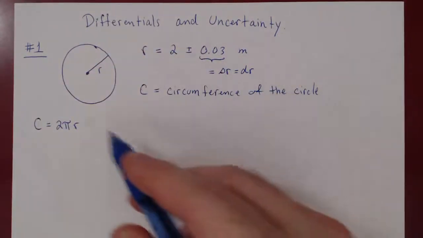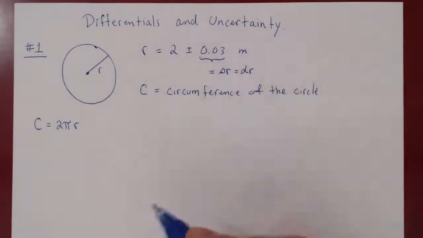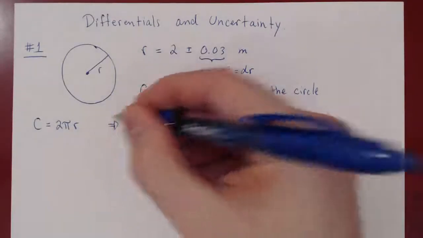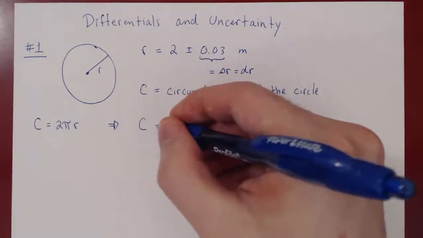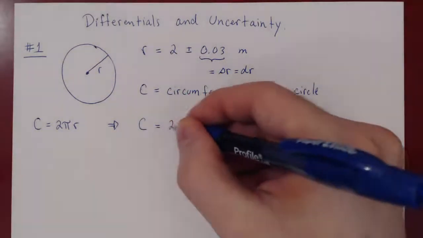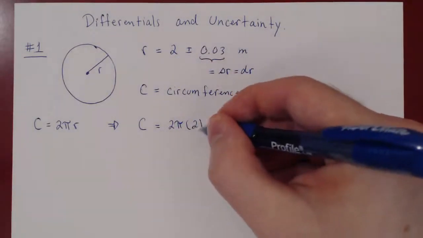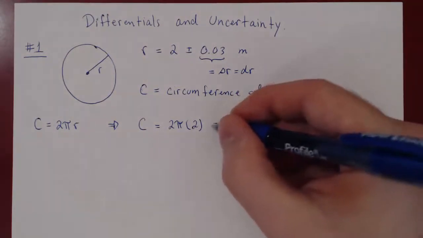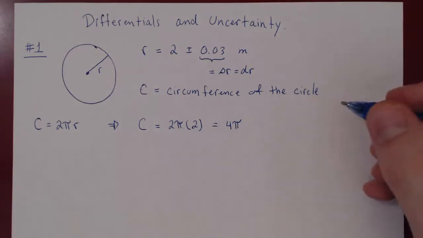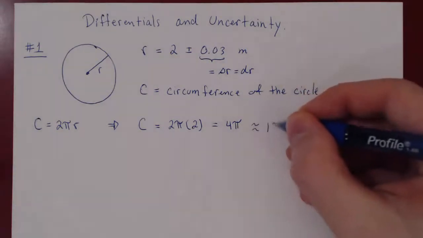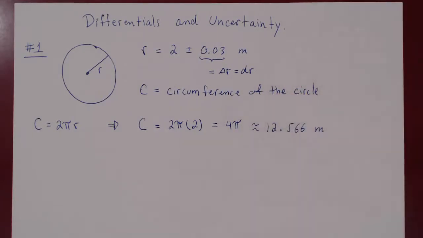So of course, first find the value of the circumference using the value of the radius you have obtained without uncertainty, right? So this would imply that since we found a radius of 2 meters, the circumference would be 2 pi times the measured value of the radius, which is 2. And we get 4 pi. And if you compute 4 pi, you'll find approximately 12.566 meters. Now what about the uncertainty?